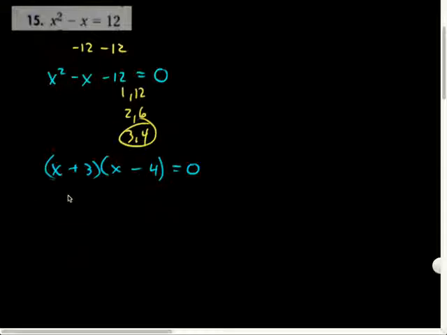Now, I've got two things that multiply to be 0. The zero product property says set each of them equal to 0 and solve. x plus 3 equals 0. x minus 4 equals 0. And then solve: minus 3, plus 4. x equals negative 3 and 4.